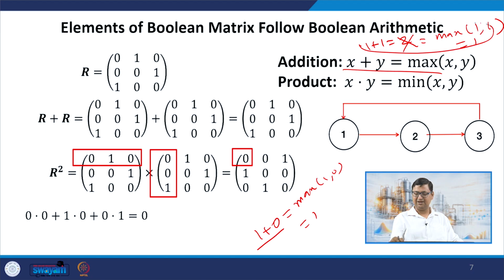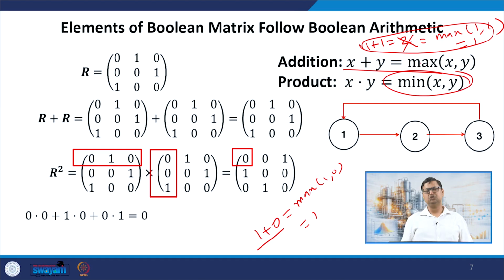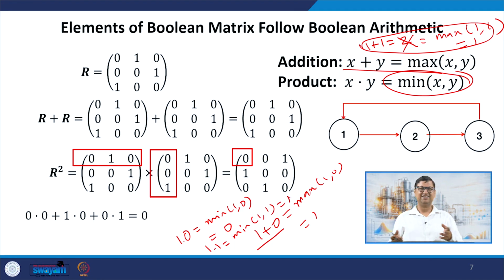But that will not apply in the earlier example. 1 plus 1 by simple addition becomes 2, right? But by Boolean addition, it becomes simply 1. And whenever we have a product, then I take the minimum value of the 2. So, let us say 1 dot 0 is minimum of 1 and 0, and that becomes 0, and 1 dot 1 is minimum of 1 and 1, that becomes 1. That looks like a simple multiplication as well, but just for consistency and the actual definition of Boolean arithmetic, we are going to follow this.